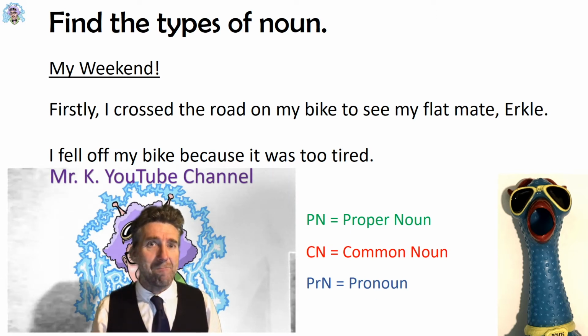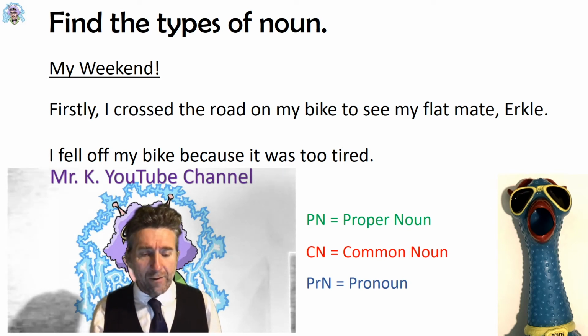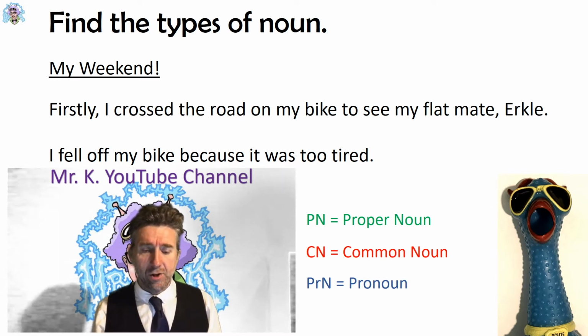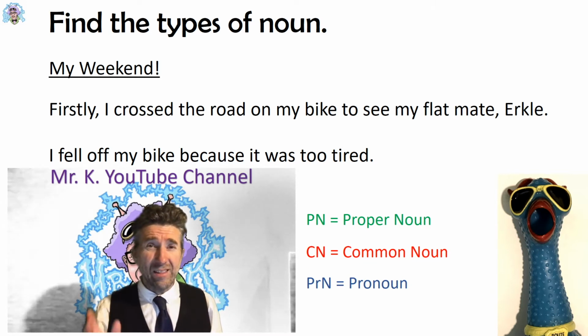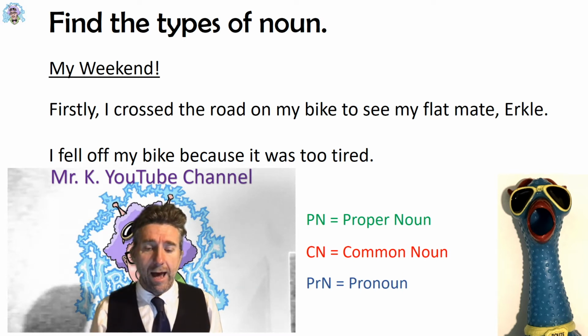Urkel is a name, okay, because it's of my specific buddy that is unique to the world, Urkel the chicken. I fell off my bike because it was too tired. So there are no other proper nouns, I think. I think the only one is Urkel. So we might mark that with a PN, okay, in green. I'll put that above Urkel just to say that it is a proper noun.